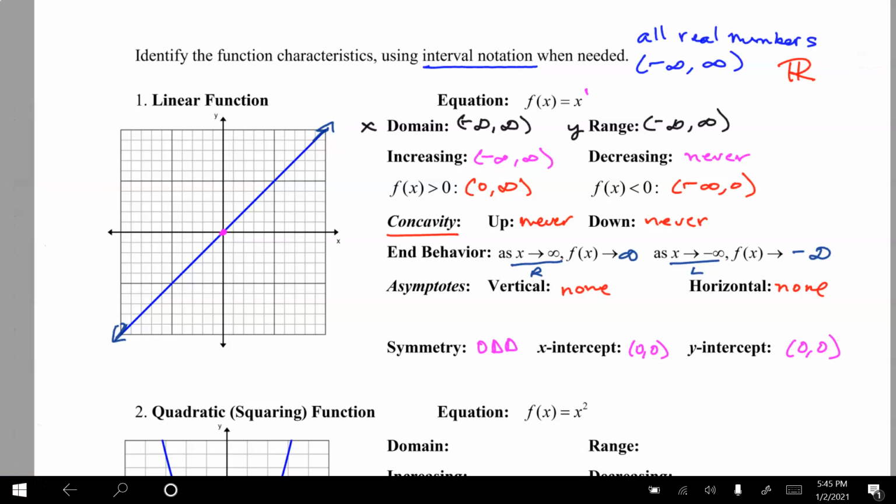Hopefully you recall all these characteristics that you did last year in Algebra 2. You know, it's not that hard. It might take a little bit to remember, but please ask questions if you do not understand.